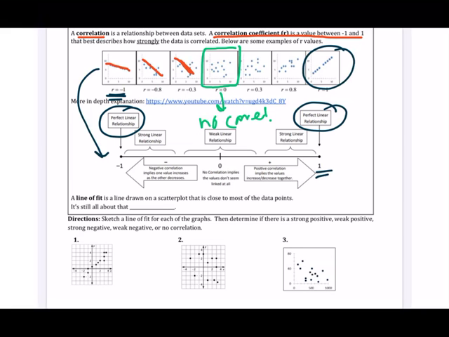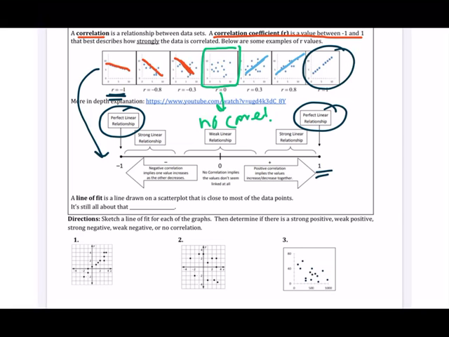Over here on the right-hand side, this looks like it would have a positive slope, but they aren't very close together. So that's going to be somewhere like R equals 0.3. The closer the points are to your line, the stronger, or closer to 1, that relationship would be. So you aren't going to be giving R values. You are just going to be focusing on how strong or how weak a correlation is.